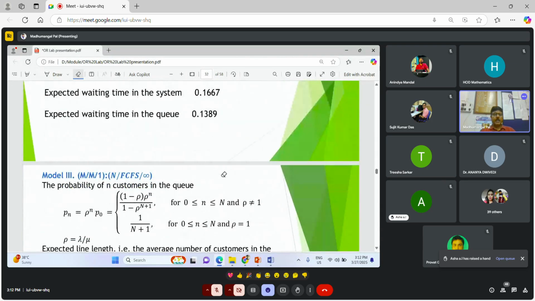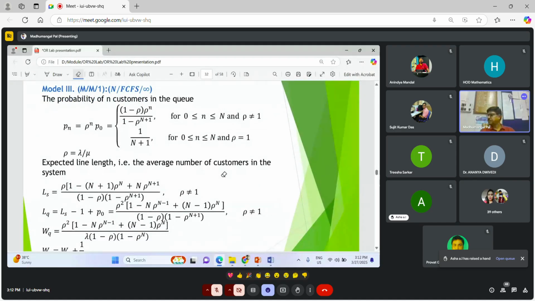This is the input and output. And the model is M/M/1 with FCFS and capacity infinity. So here the length of the queue is finite, and that limit is n. That means at a time n number of customers can stand in the queue.